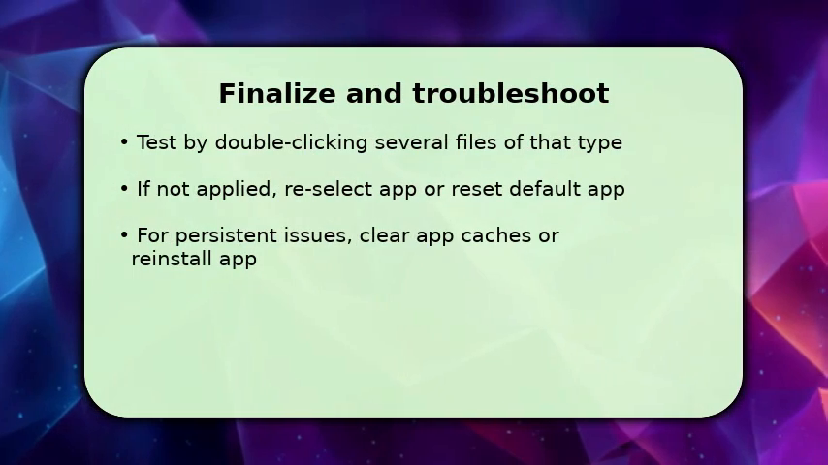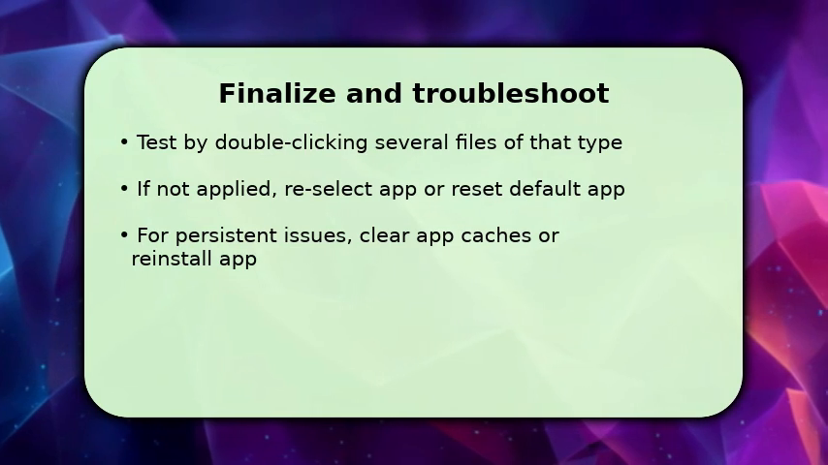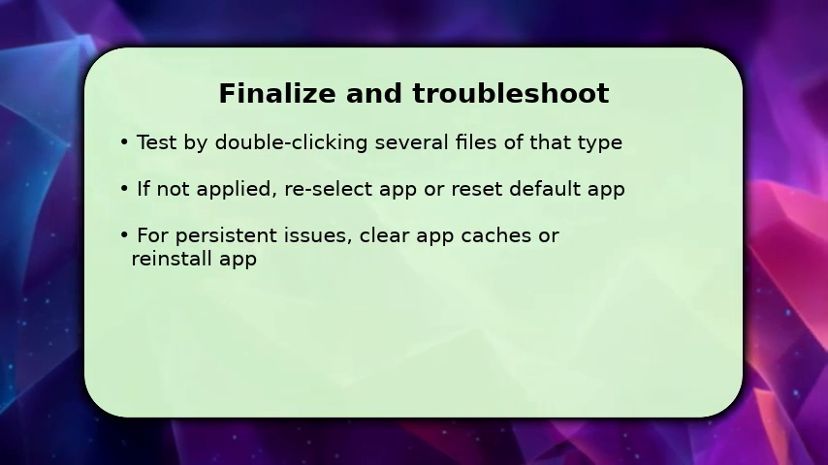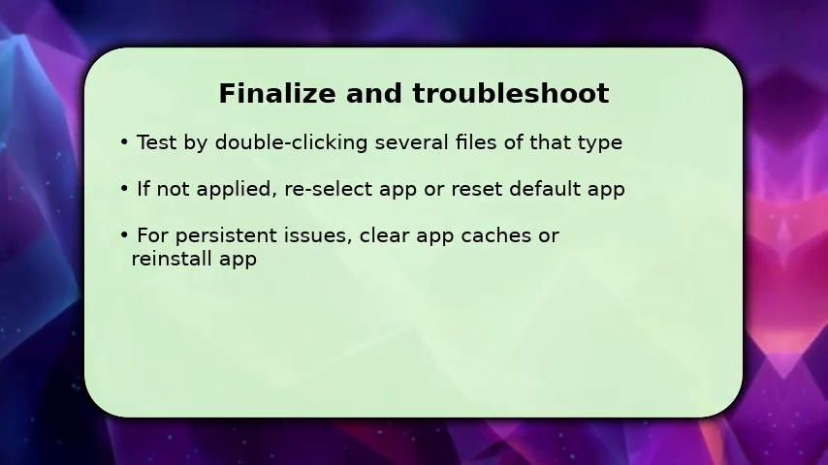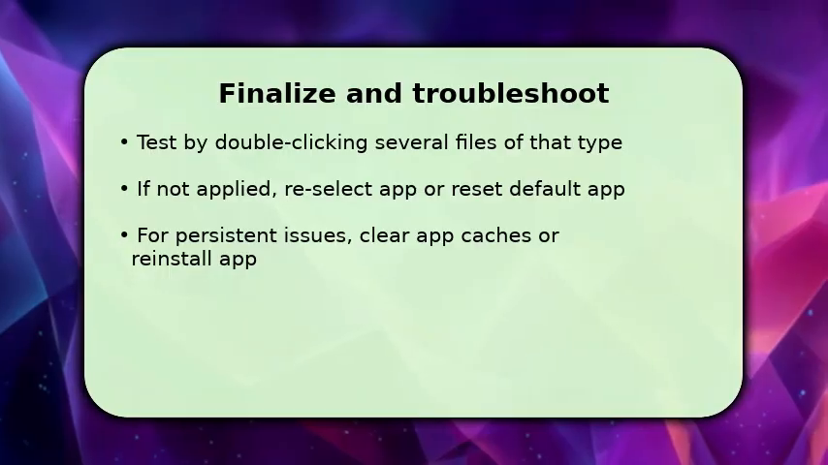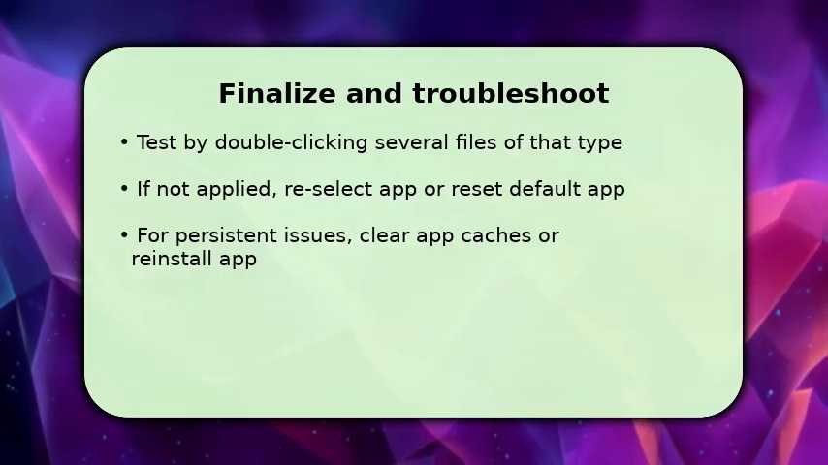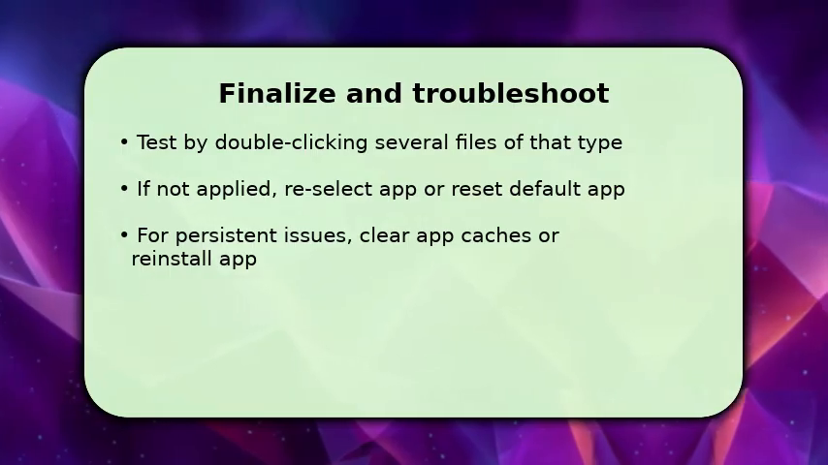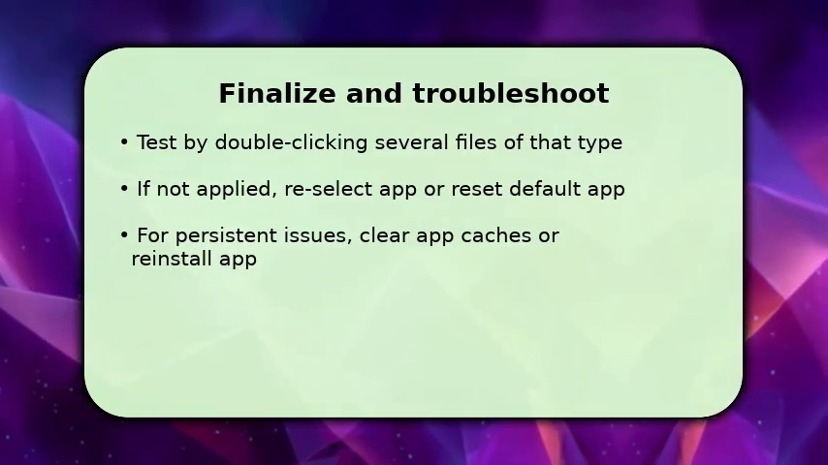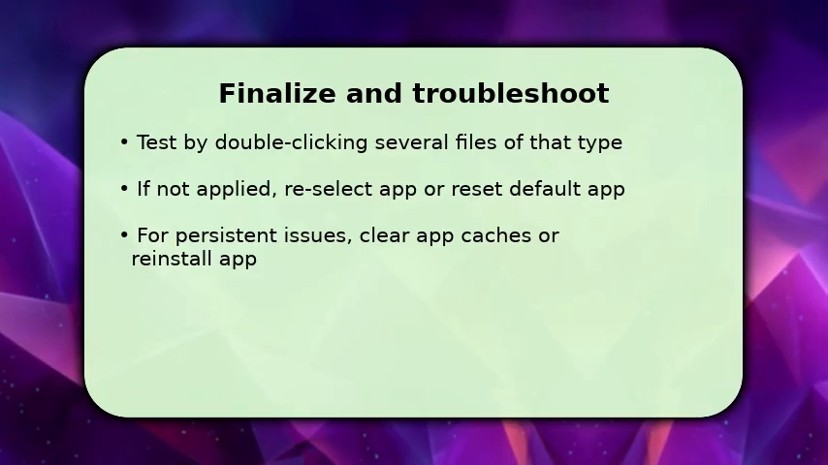You finish by testing. Double-click 2 or 3 files to confirm the new default opens them. If the change didn't stick, repeat the selection process and ensure you use the persistent option like Change All or Always Use. If problems persist, make sure the app is registered with the system. Clear file association caches, reboot, or reinstall the app.